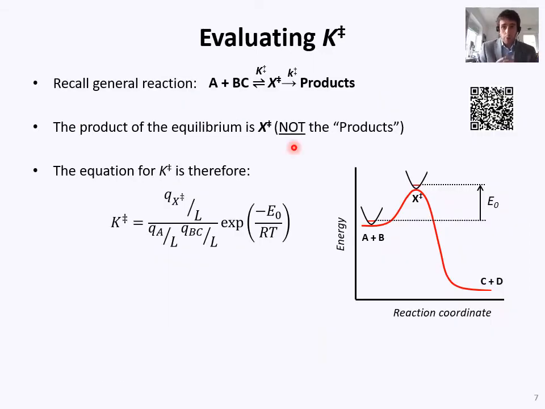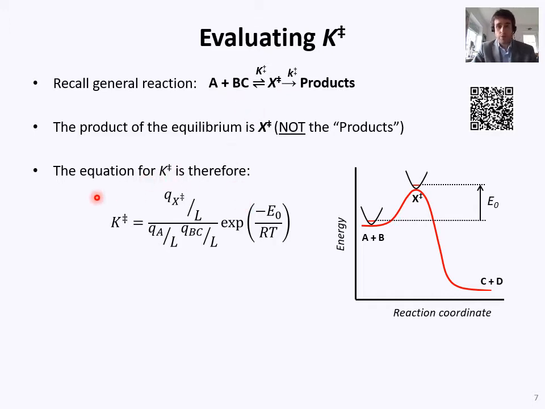Okay, so to apply what we now know, just remember this general reaction that I copied from a previous slide. We've got A plus BC, which is in equilibrium with our transition state and then leads to the products. The key point is that when we're going to evaluate the equilibrium constant, the reaction we're looking at is this part here, the part I'm boxing. Of course, the reactants are A and BC, but the products are the transition state, not the actual products. That's a really important point, because that will determine what equation we use.